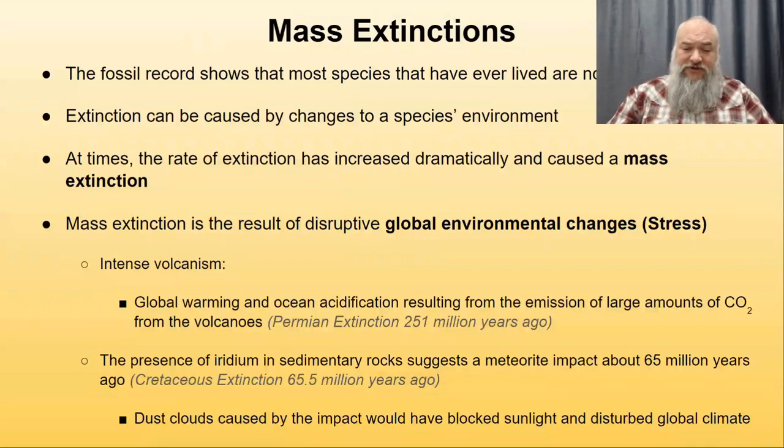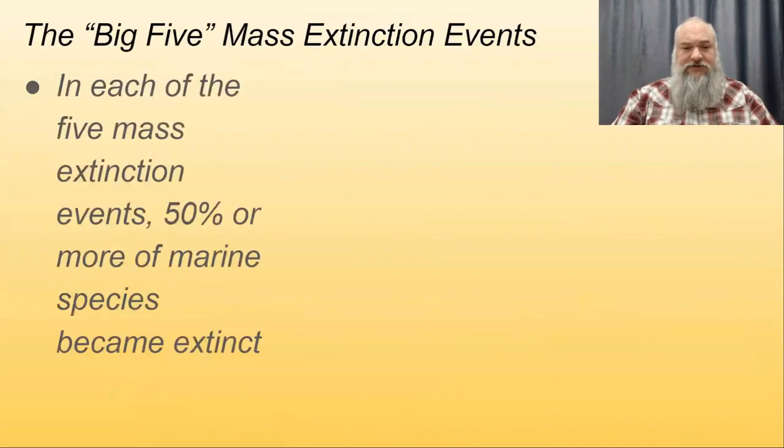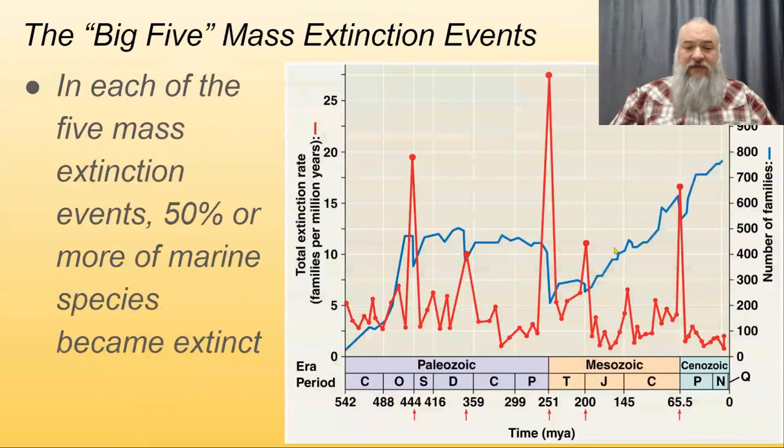That's the one that killed the dinosaurs, that we think was likely the result of a meteor impact, which may have also triggered volcanic eruptions. So it might have been a combination of the two there. But those would be examples of mass extinctions. Massive global environmental change in a very short period of time can cause mass extinctions. There have been 5 big ones. We can see them here in red.